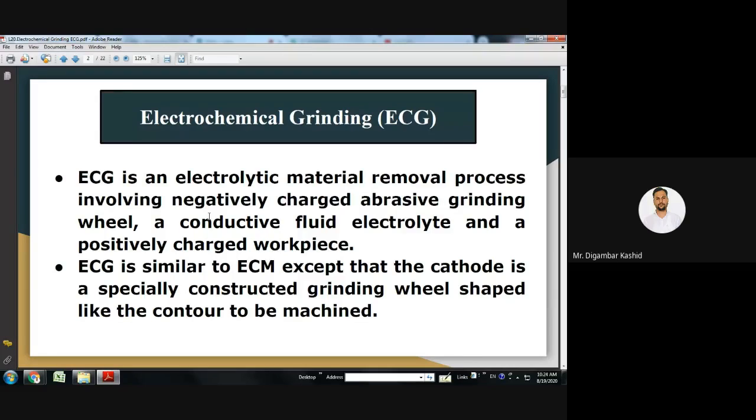So for the introduction purpose, I will just give the idea about this electrochemical grinding. Again, electrochemical grinding is an electrolytic material removal process. Electrolytic material removal process means electrochemical dissolution will happen. It involves a negatively charged abrasive grinding wheel. I repeat, here we are using a negatively charged abrasive grinding wheel. Negative charge means our cathode.